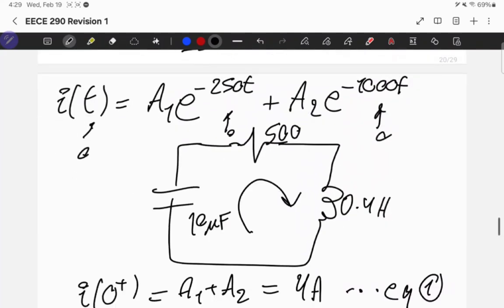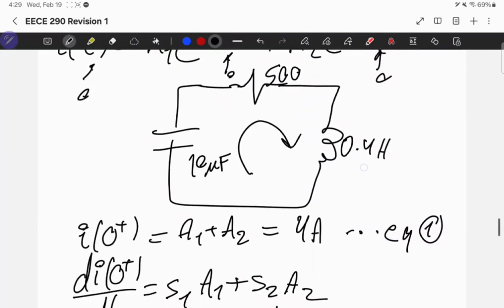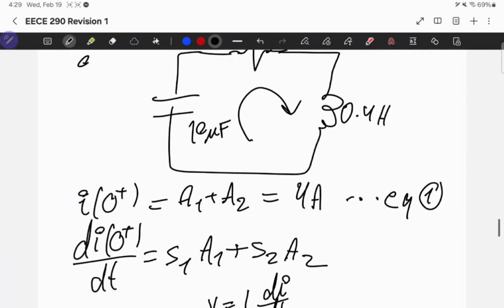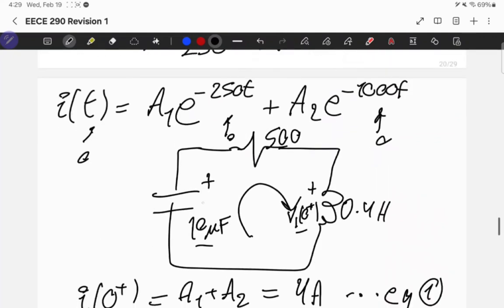So if I do a KVL like this, I need to find the voltage across the capacitor before switching. I already have I at 0 plus, so I at 0 plus times 500 will give me the voltage across the resistor. I need this voltage right here, which is VL at 0 plus, and also this voltage right here, which is VC at 0 plus.